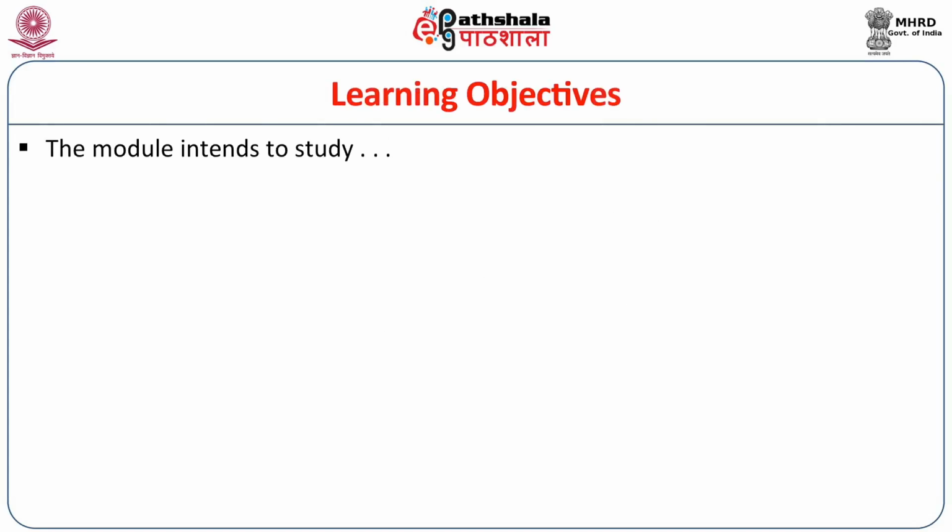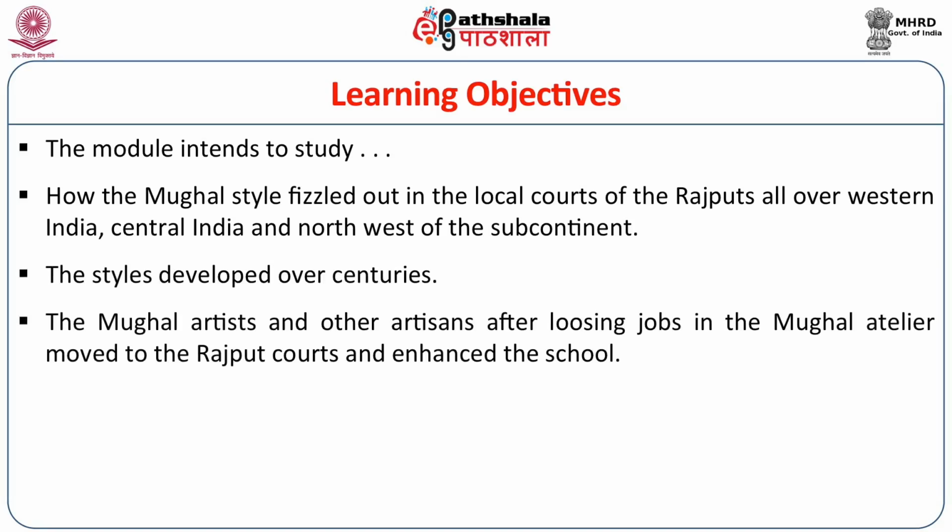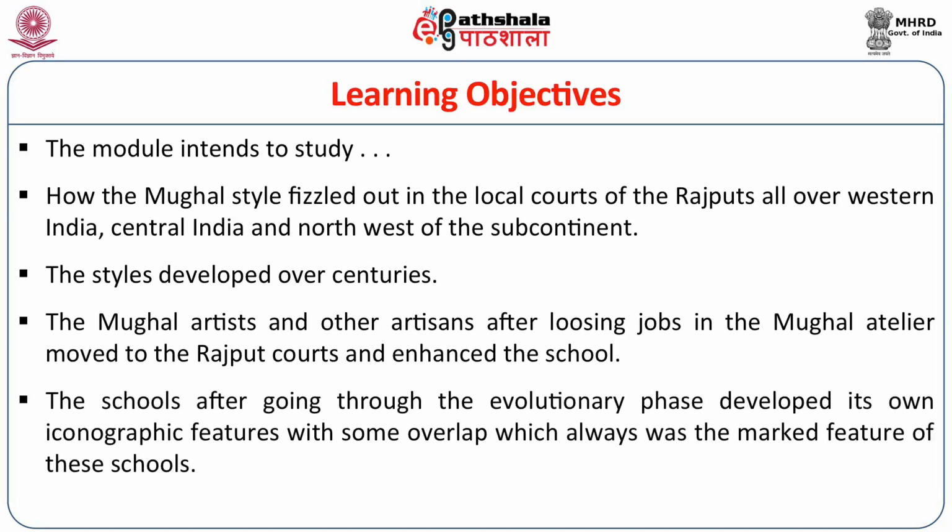In this module, we will discuss how this Mughal style fizzled out in the local courts of the Rajputs all over Western India, Central India, northwest of the subcontinent. The styles developed over centuries, and the Mughal artists and other artisans, after losing jobs in the Mughal atelier, moved to the Rajput courts and enhanced the school. The schools, after going through their evolutionary phase, developed their own iconographic features with some overlap, which was always the marked feature of this school.